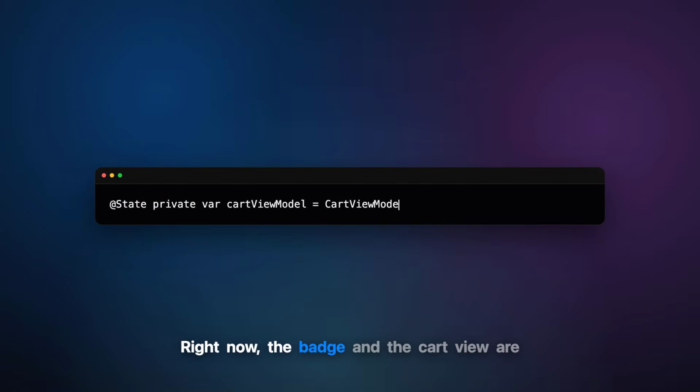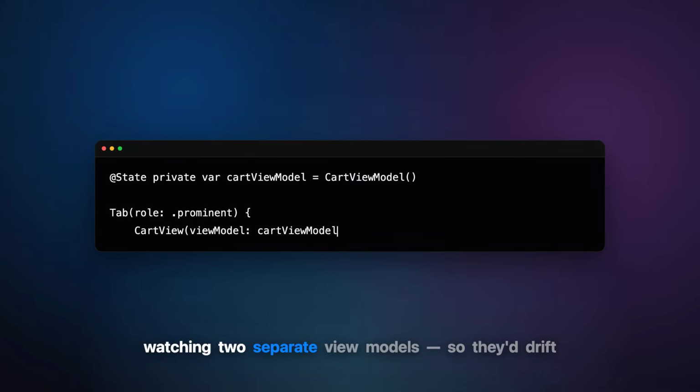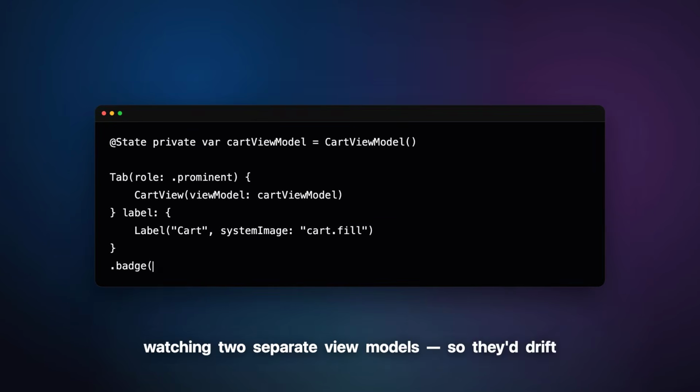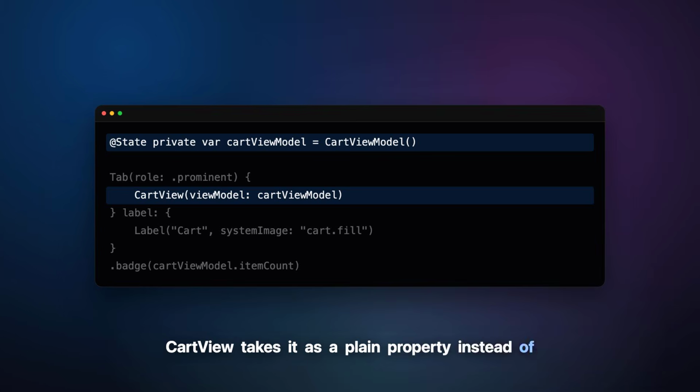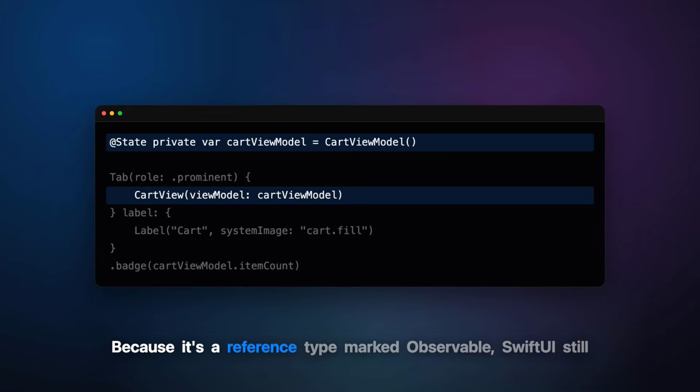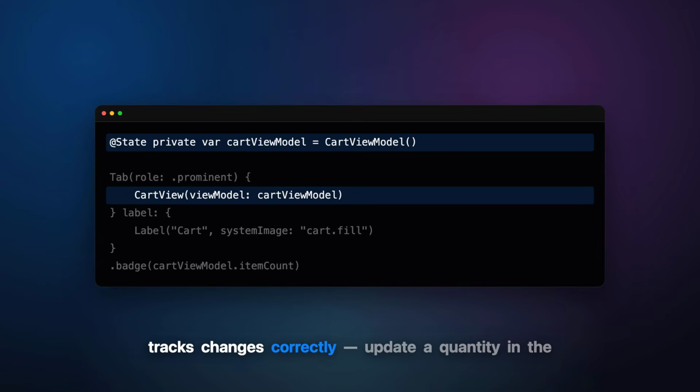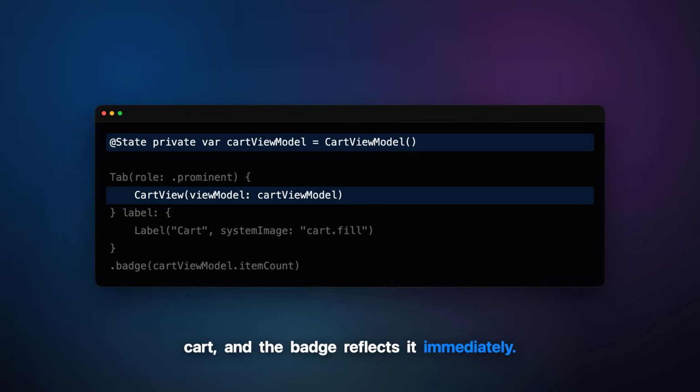Right now, the badge and the cart view are watching 2 separate view models, so they drift out of sync. Fix that by creating one instance at the tab level and passing it down. CartView takes it as a plain property instead of owning it with state. Because it's a reference type marked observable, SwiftUI still tracks changes correctly. Update a quantity in the cart and the badge reflects it immediately.